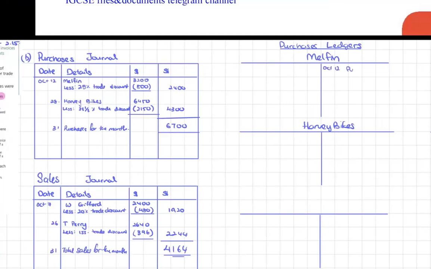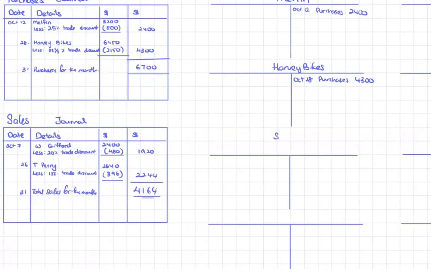So the trade payable is going to be on the credit side by nature. I'm going to write purchases. But bear in mind, I'm not going to enter it in purchases now. I'm just going to enter the total later on. So 2,400 here, October 28, purchases 4,300 here. And then we're going to do our sales ledger. Sales ledger also only has names that owe us money. In the sales ledger, we have W. Gifford, 1,920 sales. Same thing, we're not going to do a double entry here because we're going to put in the total later on.